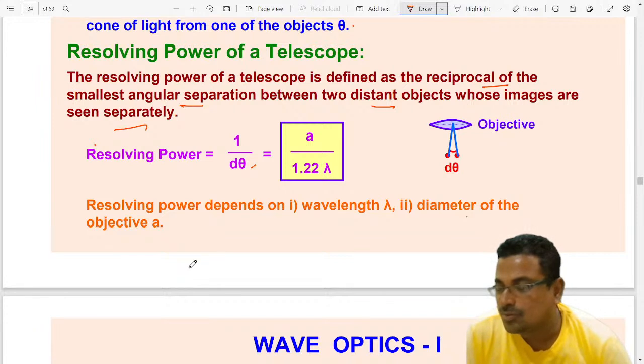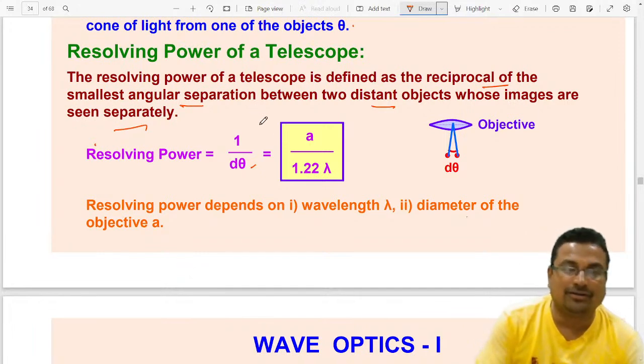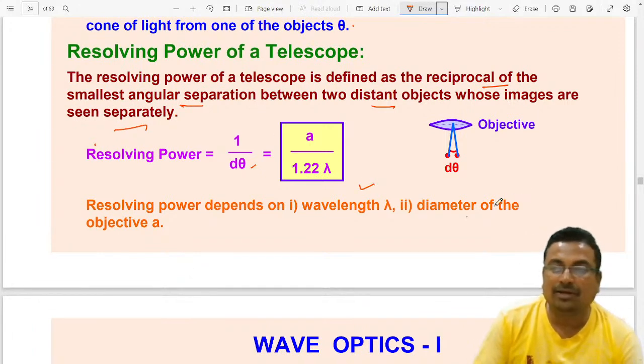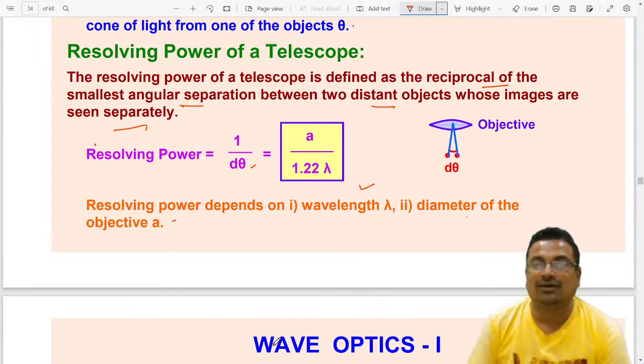So optics has two branches, ray optics and wave optics. Regarding ray optics, resolving power depends upon the diameter of the objective and the wavelength of the light.